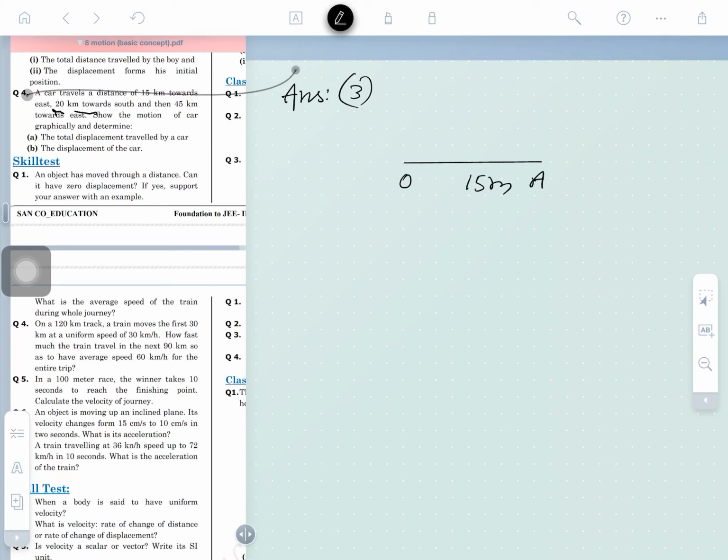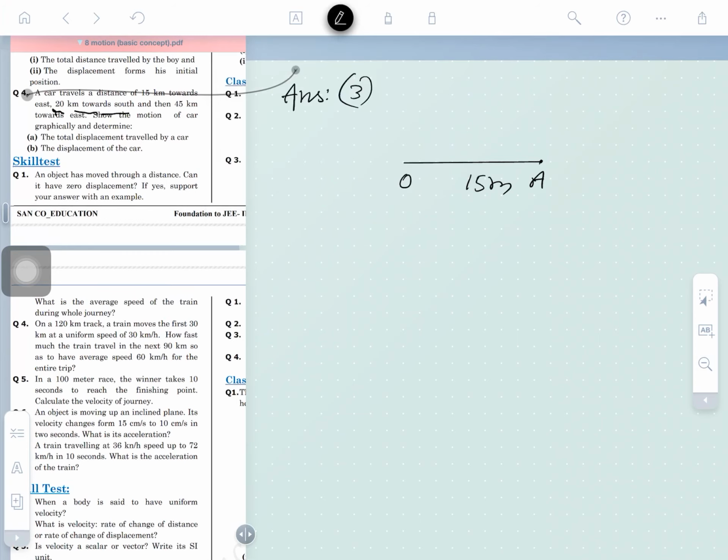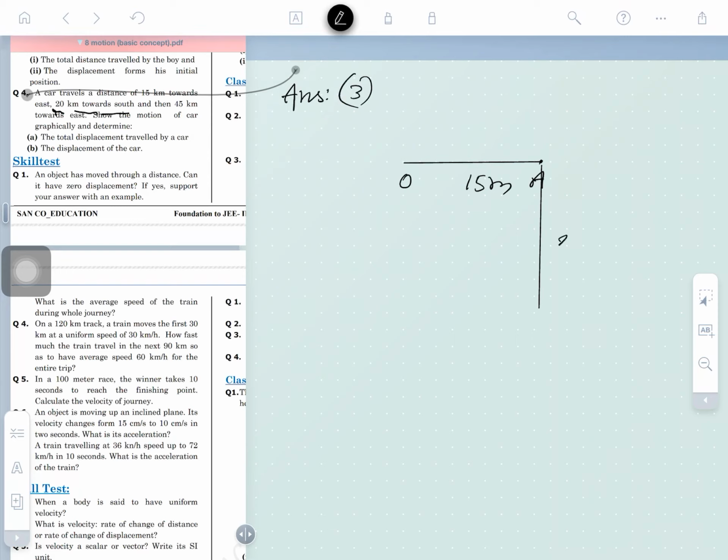And what next? 20 kilometer towards south. He reaches here. Above south or below south? Below the south, okay. So below the south, how much does it move here? Just move, what is the distance here? 20. It's 20 kilometer, simply we can understand here. So where he reached, it's B, and it's O, and A also. Clear? So you may see here, this is O, A and B.